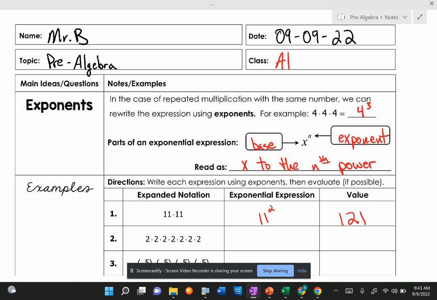So when we're talking about exponents, in the case of repeated multiplication with the same number, we can rewrite the expression using exponents. For instance, if you have 4 times 4 times 4, you can rewrite that as 4 to the third power. How else would you say that, Joey? 4 to the third power. Cubed, okay, 4 cubed. So if we have x to the second power versus x to the third power, the first one we could say as x squared.